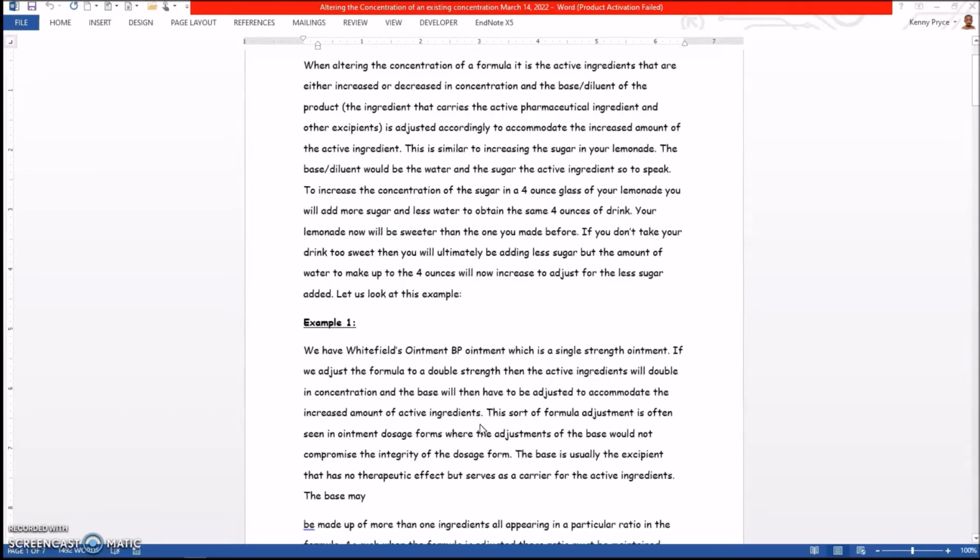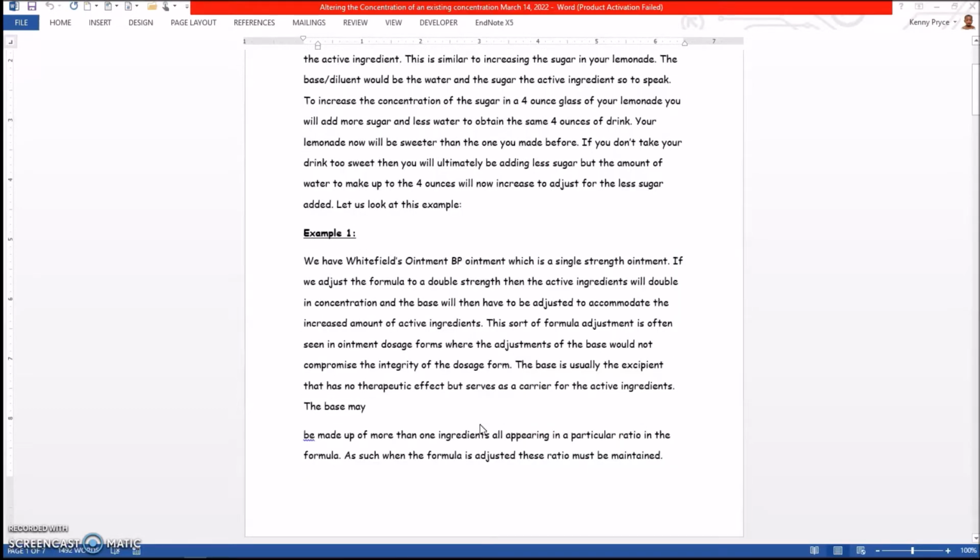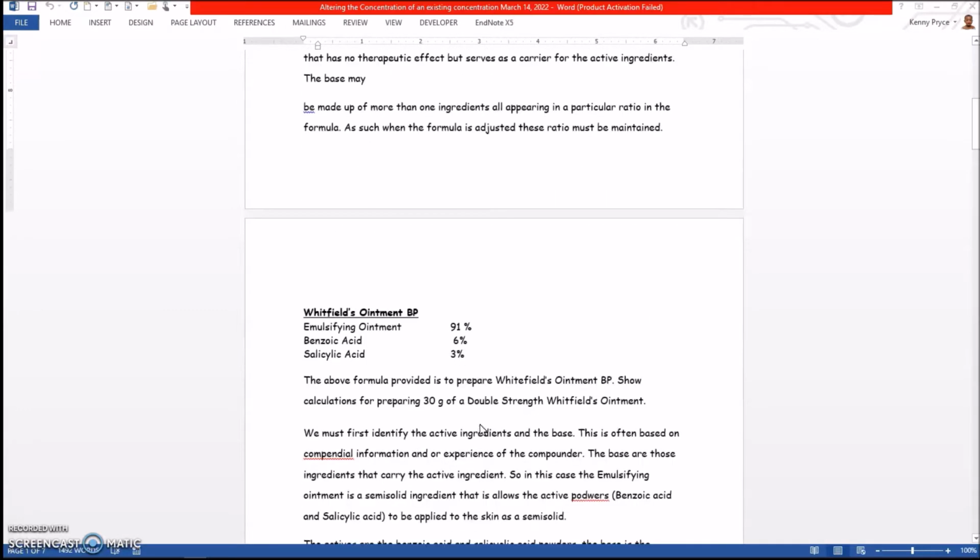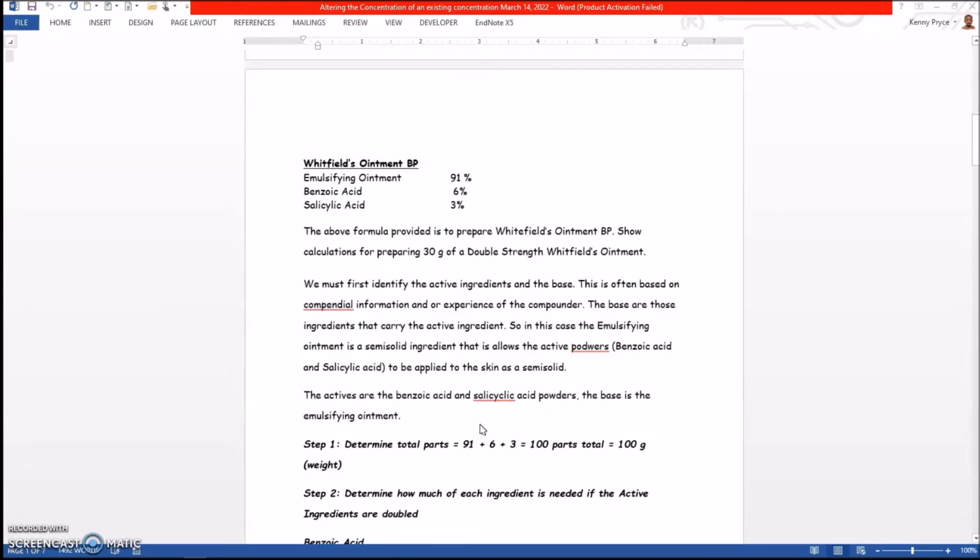So we have here an example to demonstrate altering the concentration of an existing formula. We're given an example of Whitfield's ointment single strength, and we're asked to show calculations to prepare a double strength formulation. So this is the formulation for the Whitfield's ointment single strength.